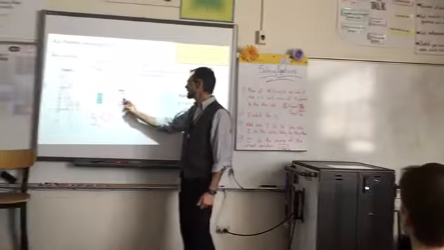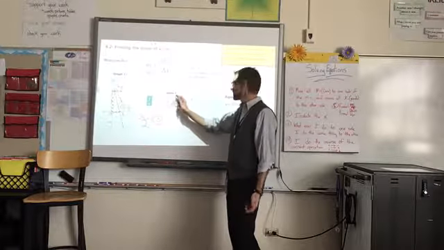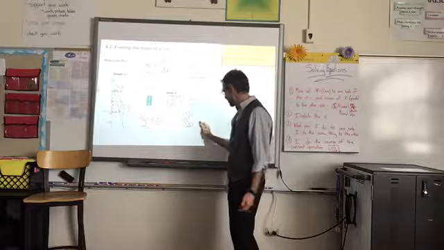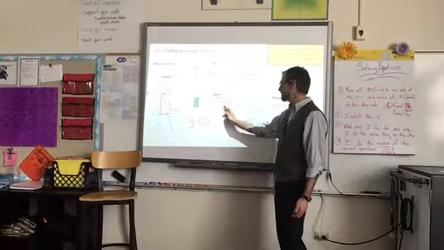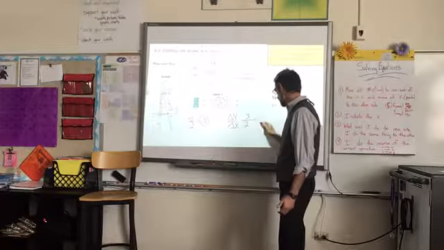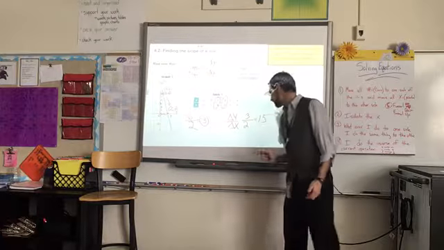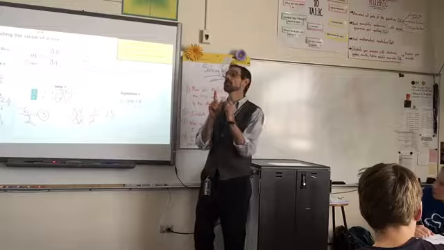So what's my change? If I go from -2 to 0, what's my change? Plus 2. So I'm going to put a 2 there. And then here, I'm going from -4 to -1. So I do that division, and I have a slope of 1.5. What does that 1.5 mean?